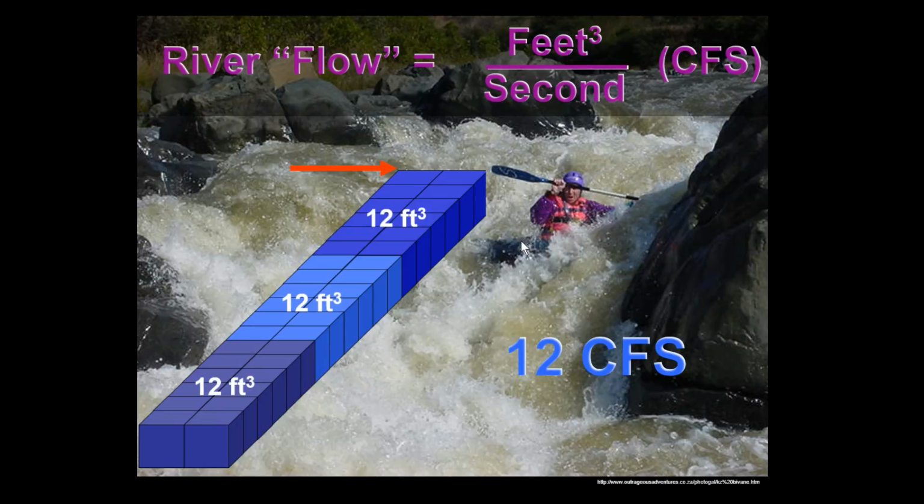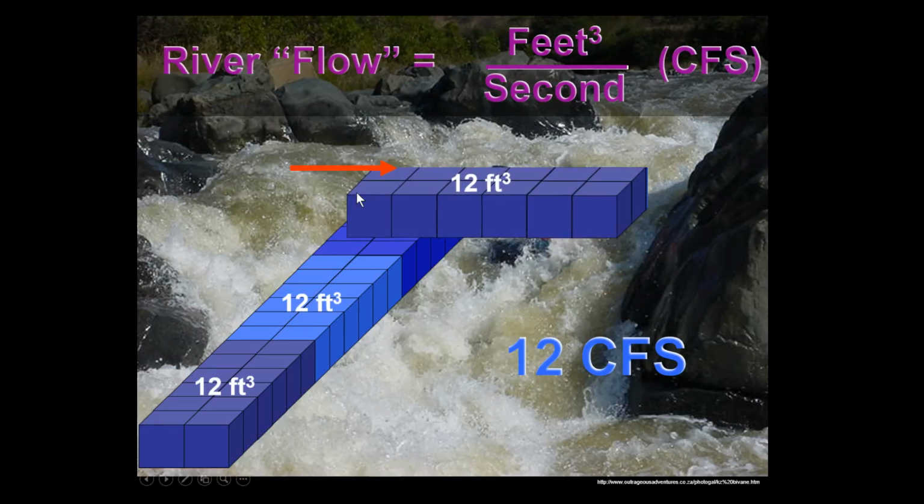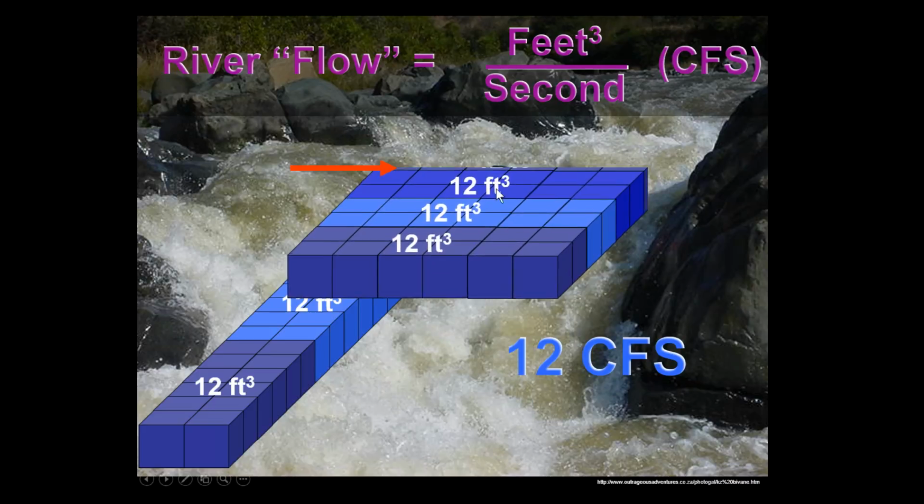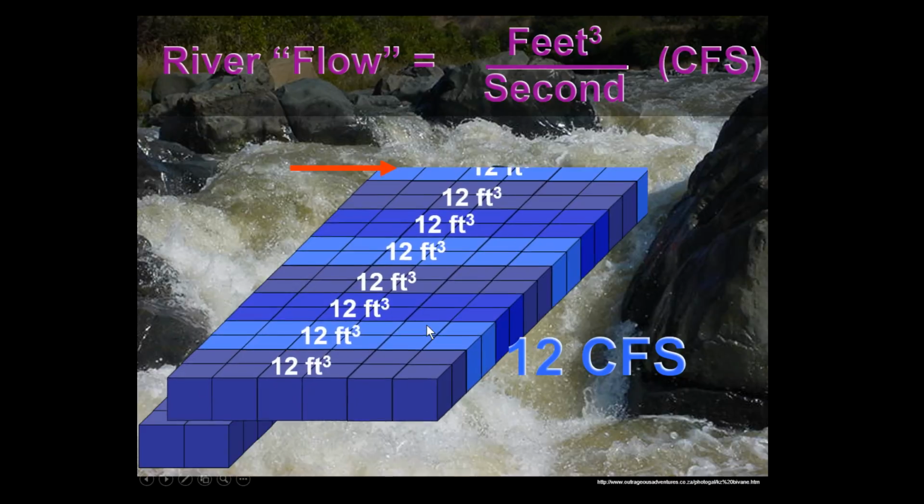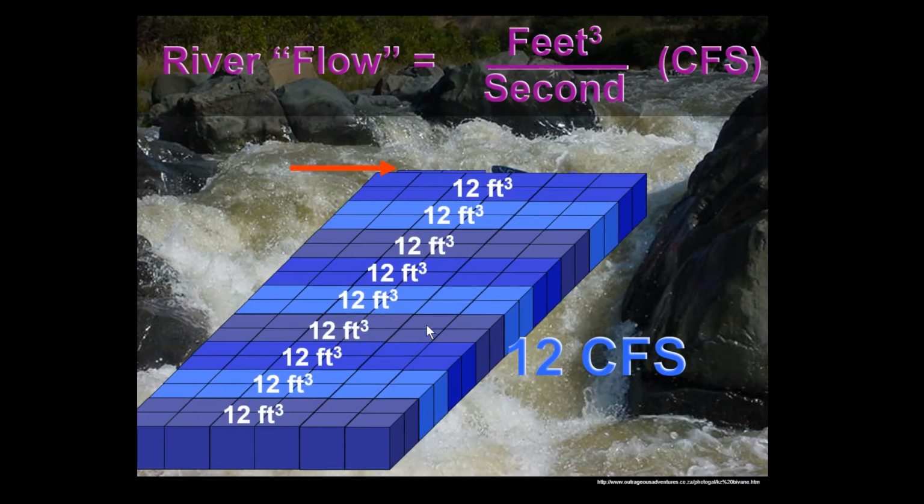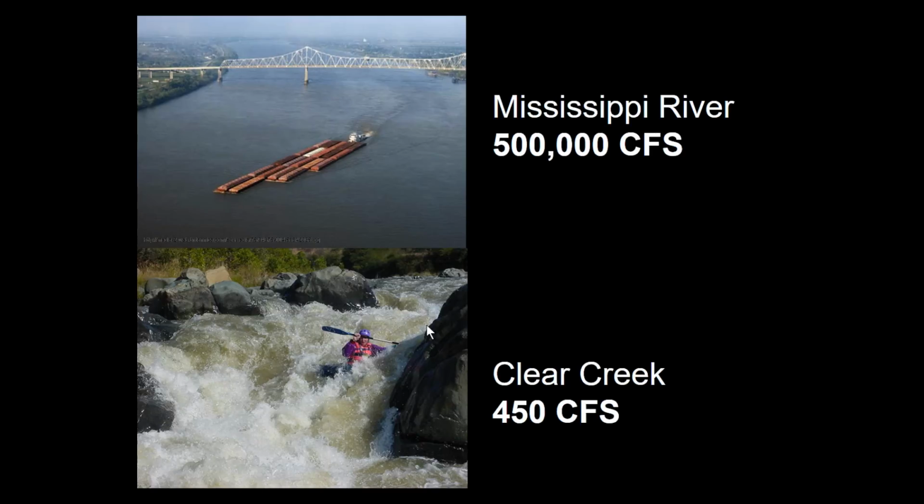that river. Flow is not the same thing as the velocity, because if that river were wider, it could have 12 cubic feet, 12 cubic feet, 12 cubic feet, still getting the same quantity flowing by every second, but it's just flowing at a smaller velocity. So the Mississippi River flows at about 500,000 cubic feet per second on average, while Clear Creek in Golden, Colorado typically flows at about 450 cubic feet per second. A lot more exciting ride, and faster, but it's not nearly the flow.